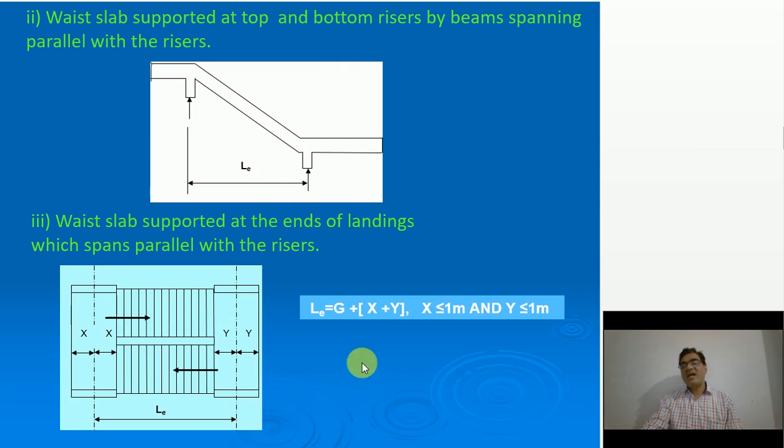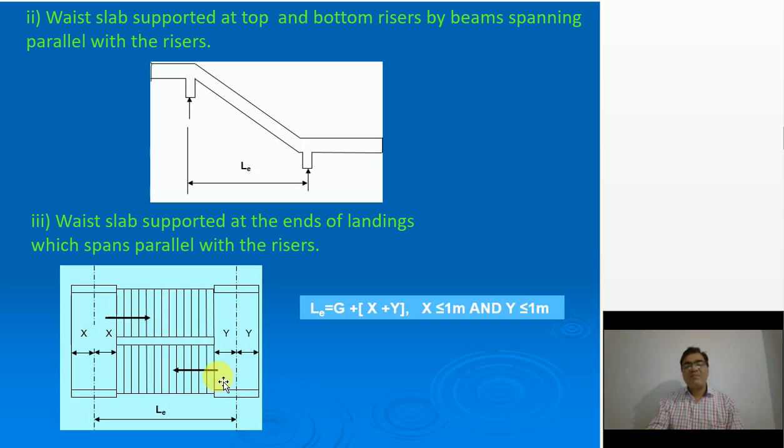So for that, in IS code, the equation is given as effective span is equal to G plus X plus Y, where G is going portion. Going portion means exact width of this flight. In the diagram we will find that the slab is divided into two parts, each part is equal, that is X on left side and Y on right side. Now if X is greater than 2 meter, we have to consider 1 meter. If it is suppose 2.5, then instead of 1.25 you have to consider X is equal to 1 meter. Similar cases for Y also.